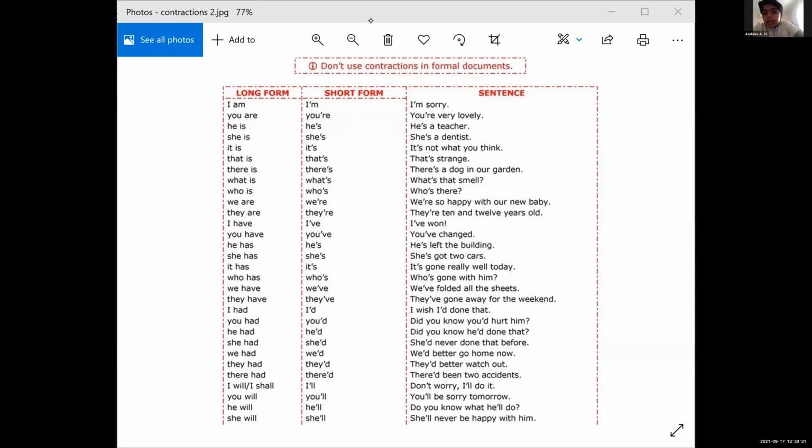There's a dog in our garden. Okay, garden. There's a dog in our garden. Okay, next sentence. What's that smell? Okay, Haya. Who's there? We're so happy with our new baby. Baby.